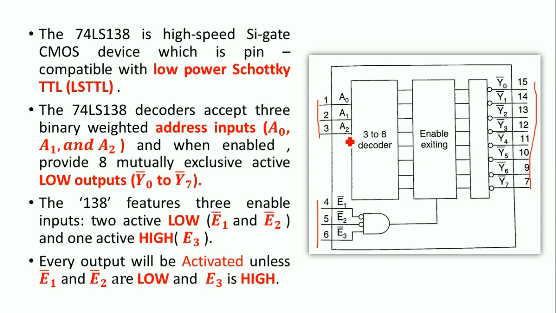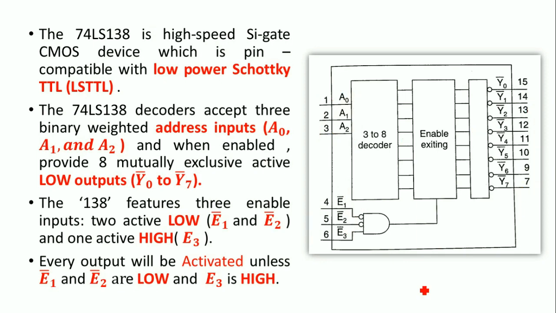And to enable this 74LS138, here E1 bar and E2 bar should be logic 0 and E3 should be logic 1. That is nothing but high. So here every output will be inactive unless E1 bar and E2 bar are logic 0 and E3 is logic 1. So line 4 will be 0 and line 5 will be 0 and line 6 should be logic 1. Then only this 74LS138 will be enabled, and by using these address lines A0, A1 and A2, we can select one of the outputs.